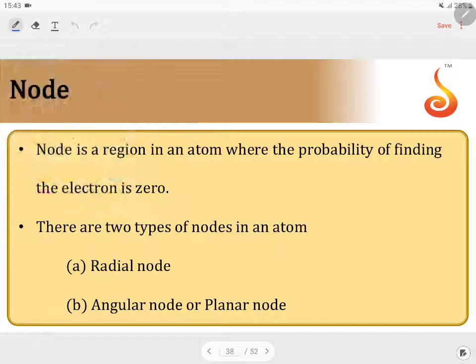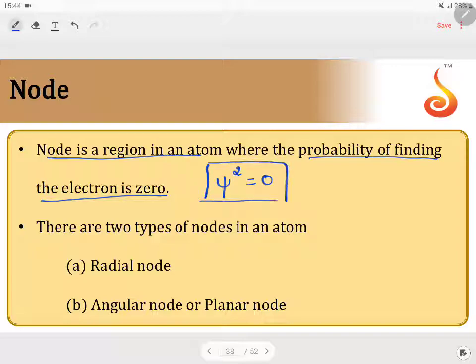Exactly opposite of orbital will be node. What do you mean by node? Node is a region around the atom where the probability of finding electron will be zero. In that region, you cannot find the electron. What is the condition for node? The condition for node is the value of psi square. Psi is a wave function. As I mentioned earlier, it can have values like 0, positive or negative. If psi square value is equal to 0, that indicates that it's a node. When psi square is equal to 0, that means you cannot find the electron in that particular region.